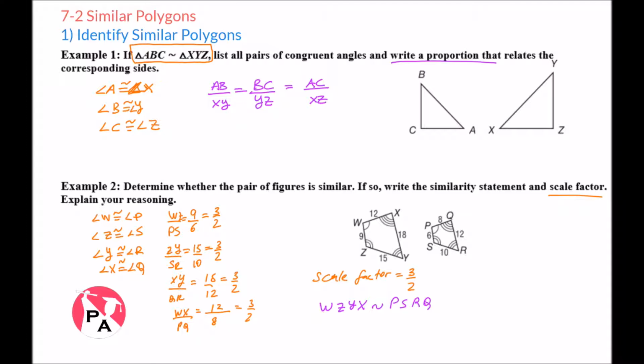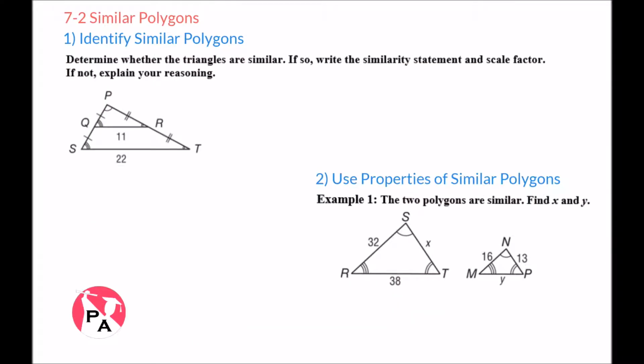That's all for this question. So let's move on to the next example. Here we have two examples. The first one is about the previous concept. We are going to determine if the triangles are similar. If they are similar, we are going to write the similarity statement and scale factor by explaining our reasoning.